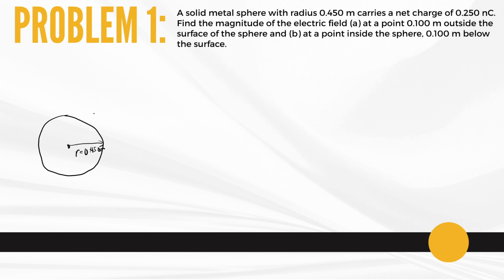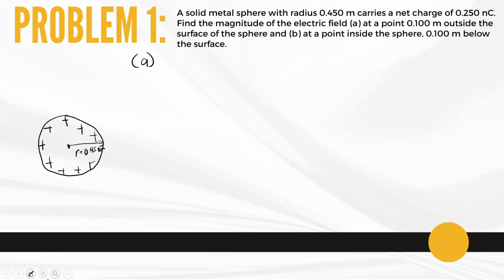Since this is positive, my sphere should be positively charged. And for a solid metal sphere, the charges are more on the surface of the sphere. So let's draw it like this. And then we are going to find the magnitude of the electric field at a point 0.100 meters outside the surface of the sphere, and B at a point inside the sphere.